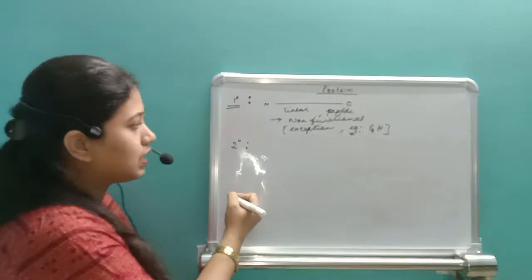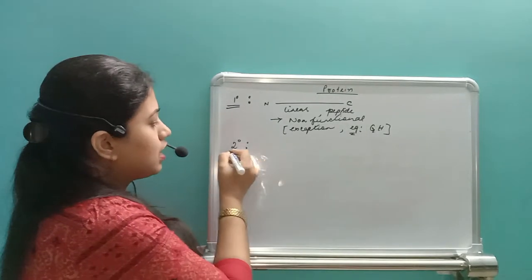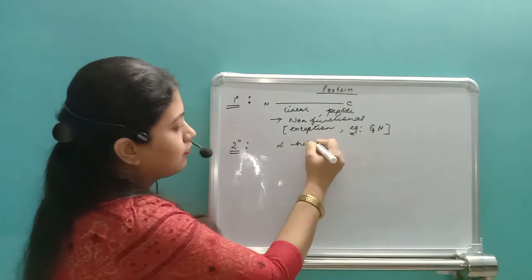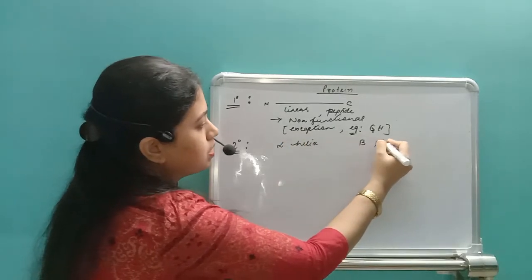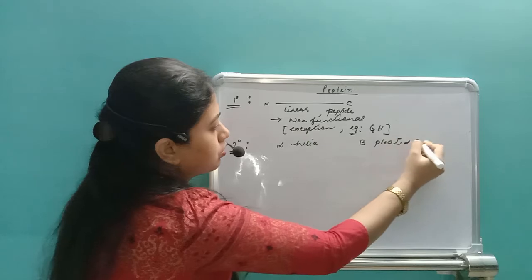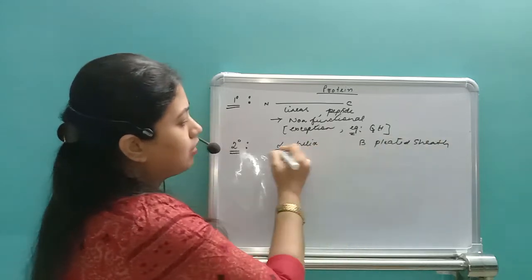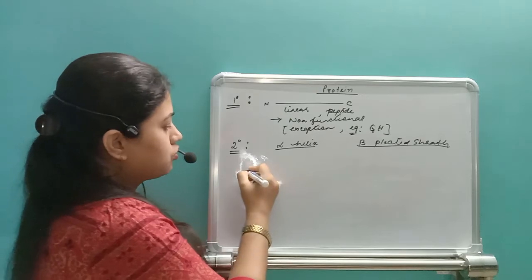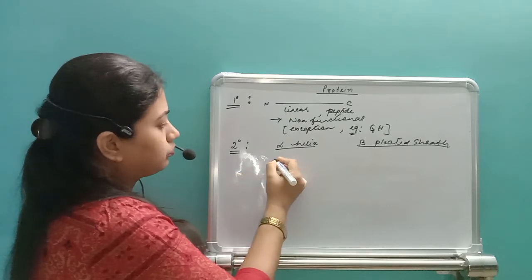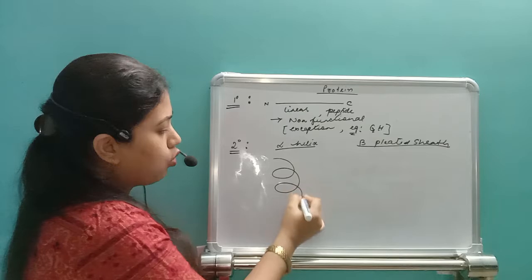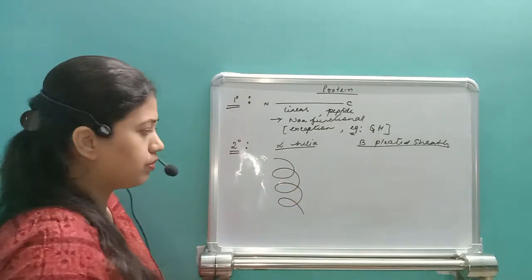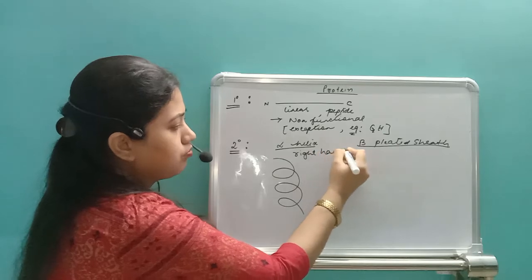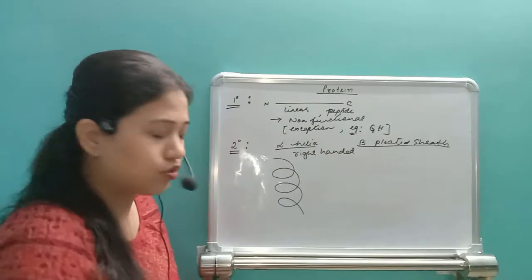Second one, we will see secondary structure. So what happened in secondary structure? Yes, we have two types of secondary structure. One is called the alpha helix and the second one is called the beta pleated sheet. So what is alpha helix now? It is going to have coiling. So this way there will be coiling. We are going to have always right-handed coil.